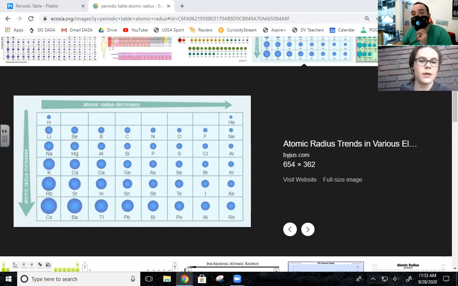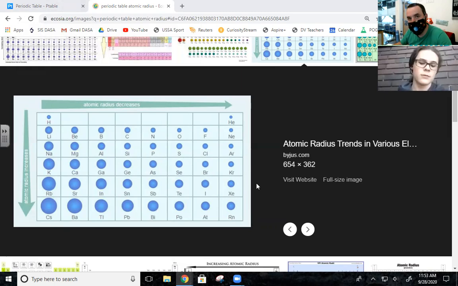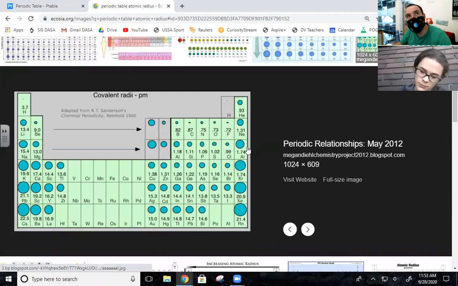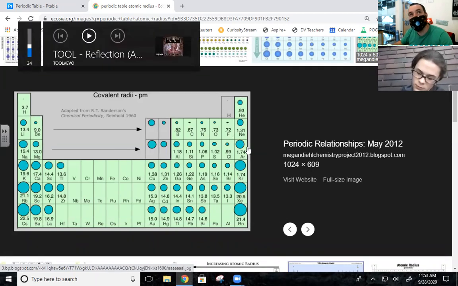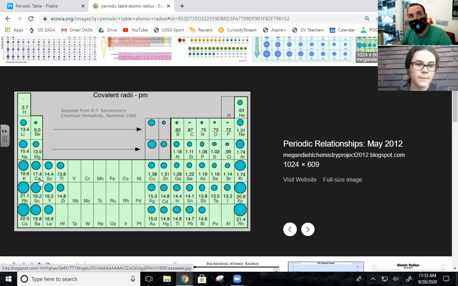Elijah, you had a question? Yeah, so how do you measure atomic radius? So atomic radius is measured in picometers. That's a great question. Sometimes they call it a covalent radius. But you can see here it's measured in PMs, picometers. So calcium has an atomic radius of 17.4 picometers, while bromine has an atomic radius of 1.14 picometers.